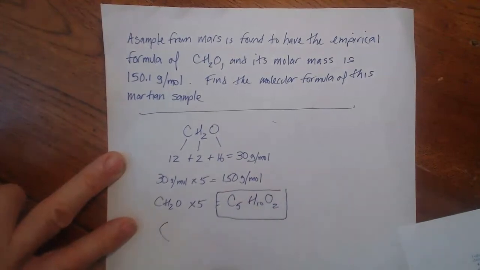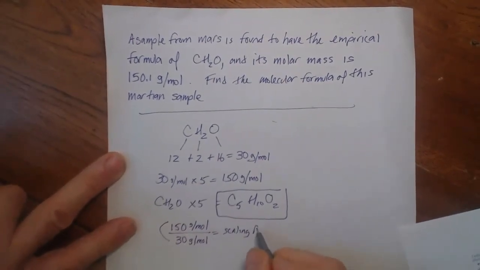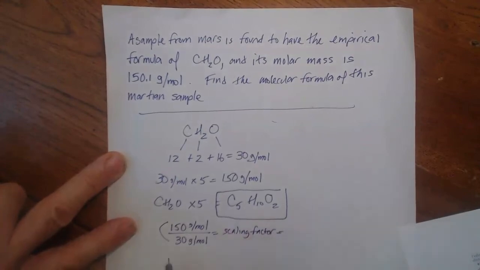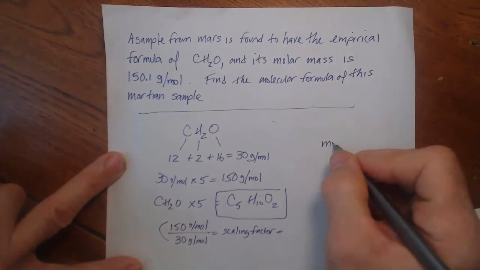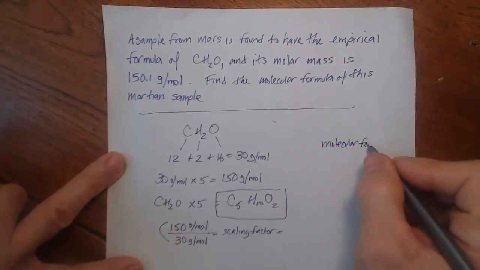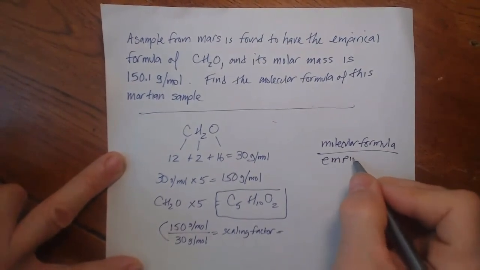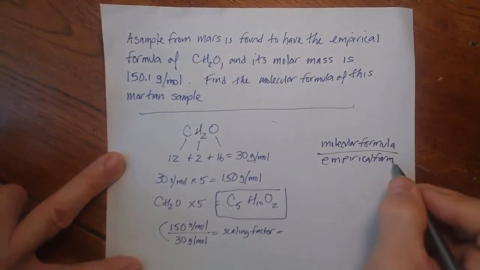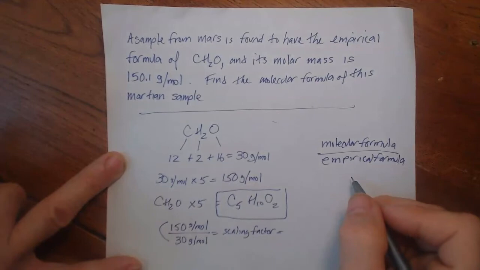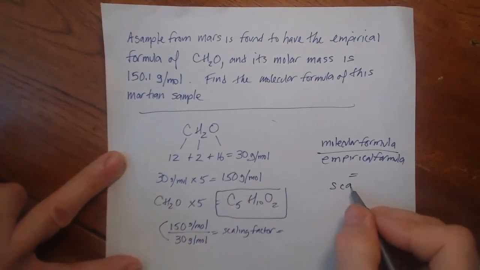You could also, if you needed to, put the molar mass, that's the molecular weight, divided by the empirical formula, which is 30 grams per mole. And that's going to give you the scaling factor. In other words, I'll put it over here: molecular formula, I don't do it this way, but it might help you, divided by the empirical formula, equals the scaling factor.